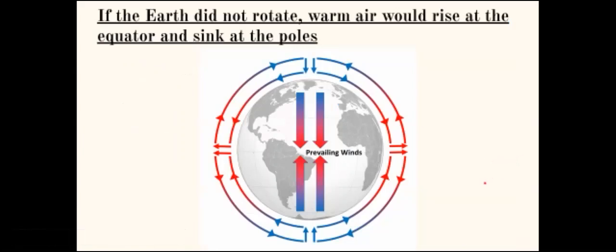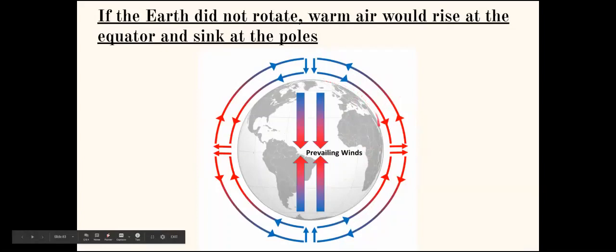Now, although the world doesn't work this way, if the Earth did not rotate, we would simply have one or two types of convection cells. We would have warm air rising at the equator, because that's the warmest part of the world. The warm air would rise, it would flow up to the North Pole and to the South Pole, and as it reached there, it would cool, sink, and then travel back down to the equator. However, this doesn't take into consideration the rotation of the Earth.